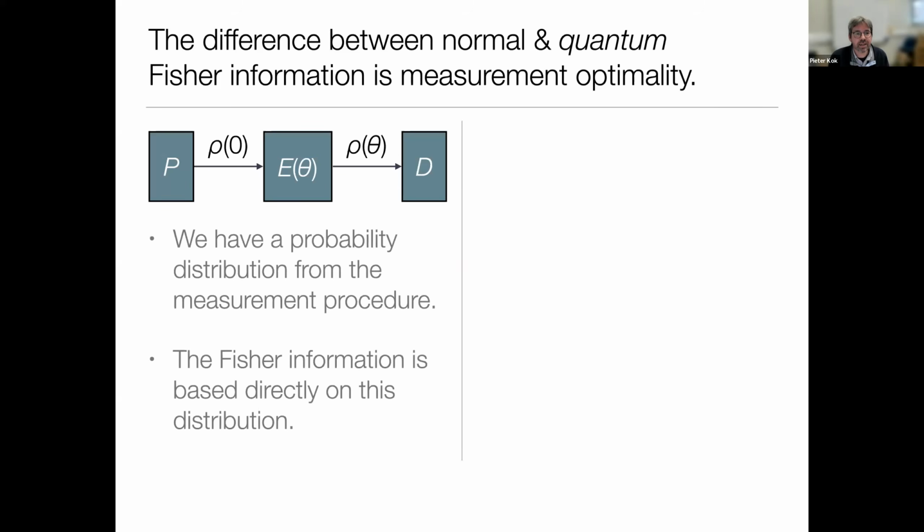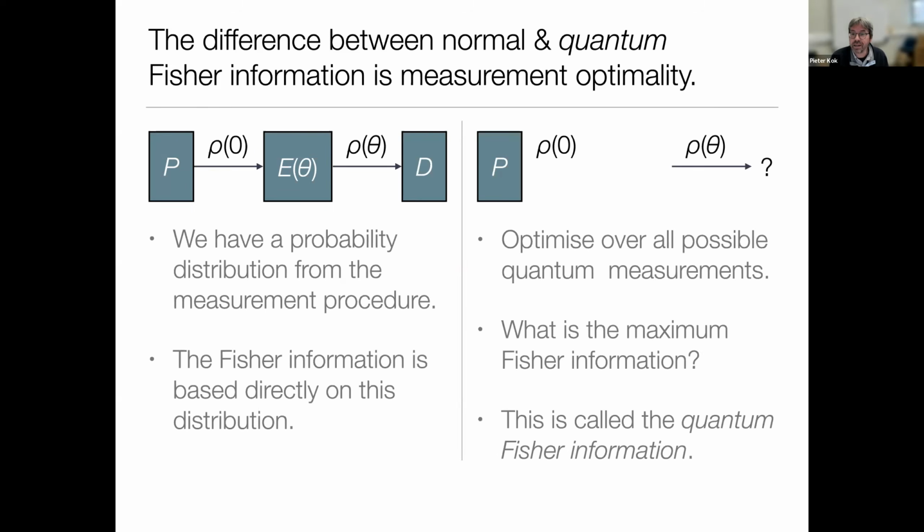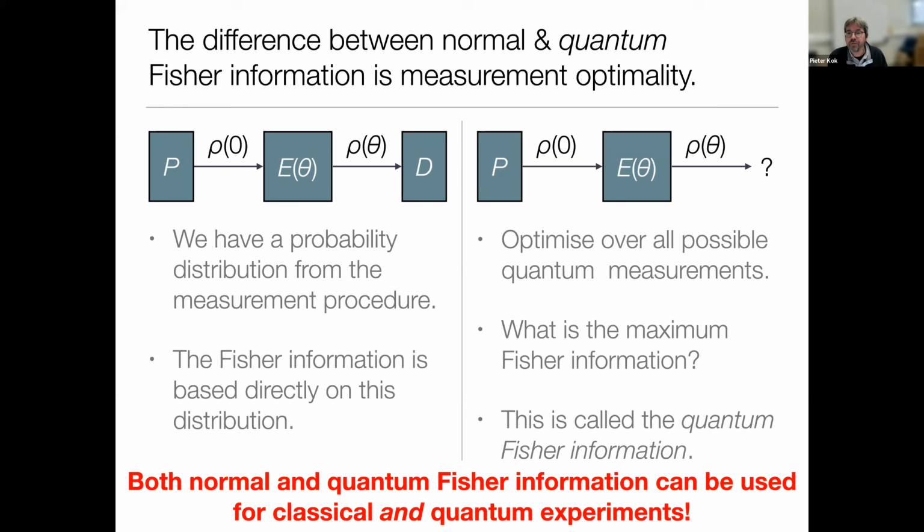So classically, we have a preparation, an evolution, and a detection, and the detection gives us our probability distribution of the measurement outcomes, and we can use those probabilities to calculate our Fisher information. Quantum mechanically, we have a preparation and an evolution, but we stop there. We do not actually look at a particular measurement. We actually optimize over all possible measurements, because in quantum mechanics, any observable can be, in principle, measured. And so we want to know what is the best possible measurement that you could do.